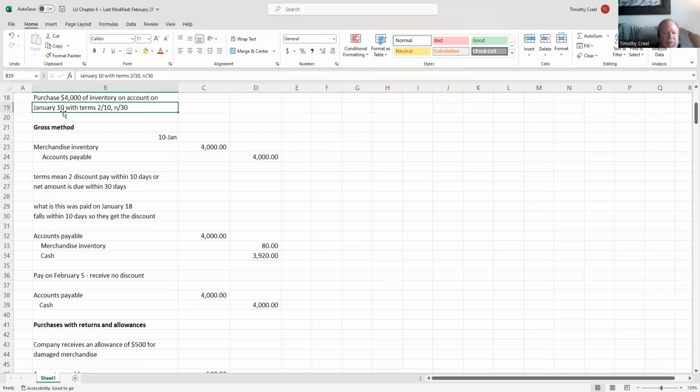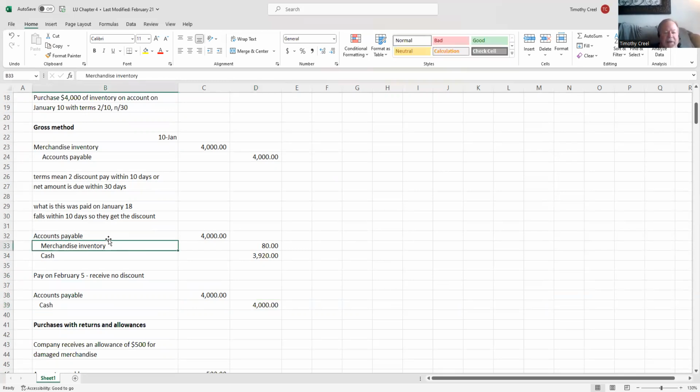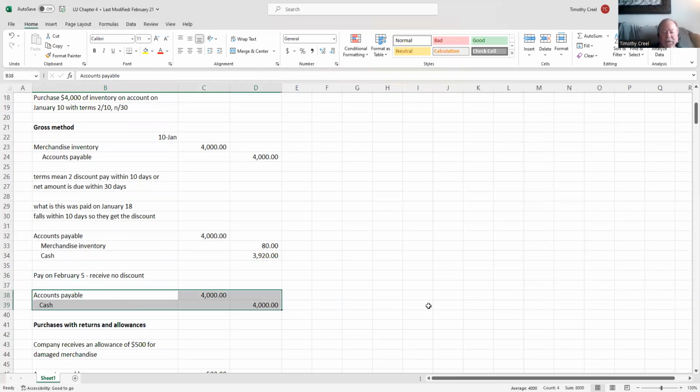Remember, the initial purchase was on January the 10th. So if we pay on February 10th, that would be outside the 10 days. So there would be no discount. And the transaction would simply be recorded as a debit to accounts payable for $4,000 and a credit to cash for $4,000. So you have to pay within the specified time period to get the discount. And this is basically how you would account for that transaction. Otherwise, you simply pay the full amount if you do not pay within the discount period.